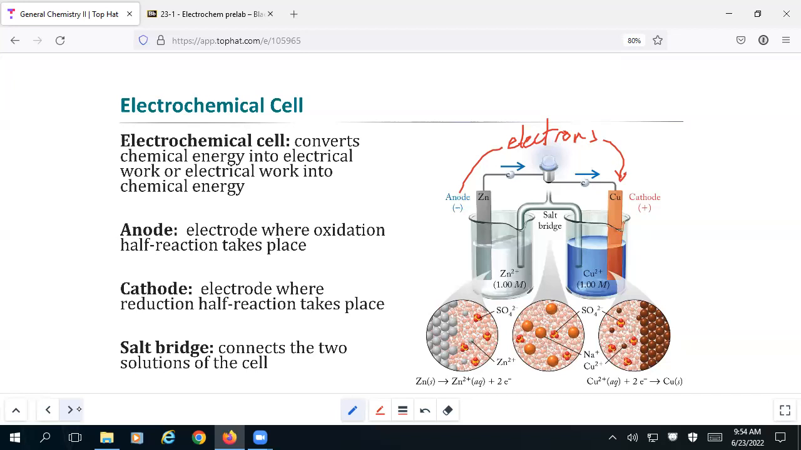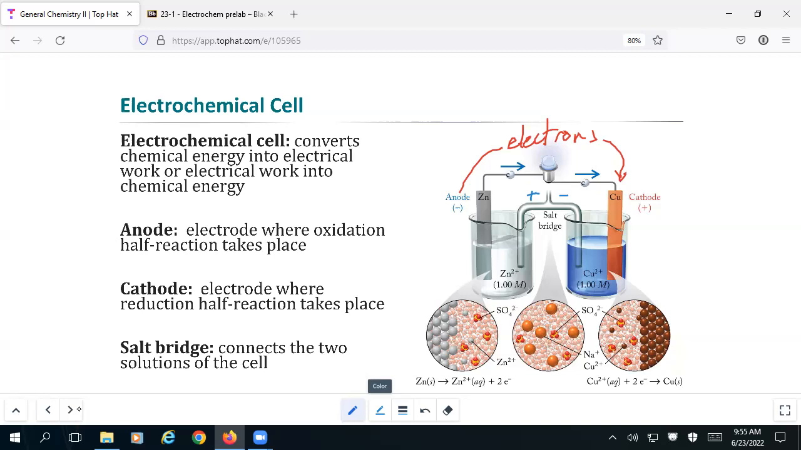Now, the description here says that the salt bridge connects the two solutions. What that salt bridge contains is usually a series of neutral ions, things like sodium nitrate or potassium nitrate, something along those lines. Ions that are very unlikely to react in either direction. They're unlikely to become oxidized, unlikely to become reduced, and unlikely to create precipitates inside of the cells that they're being put into.